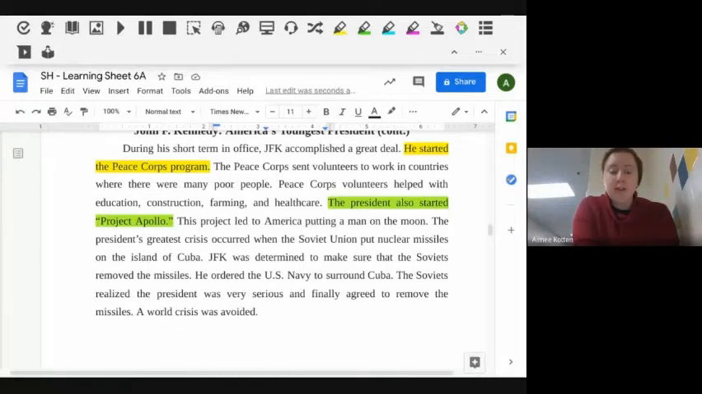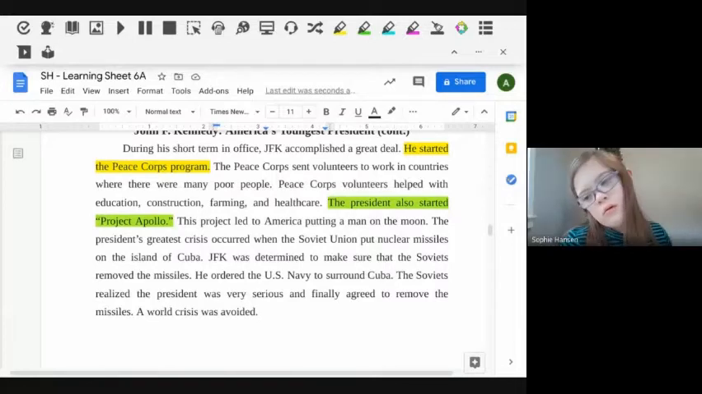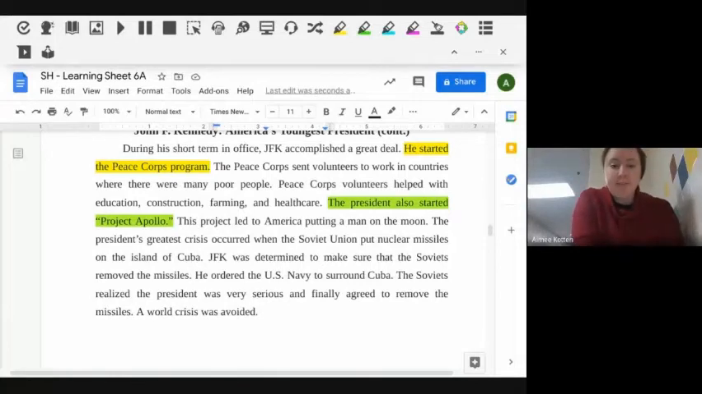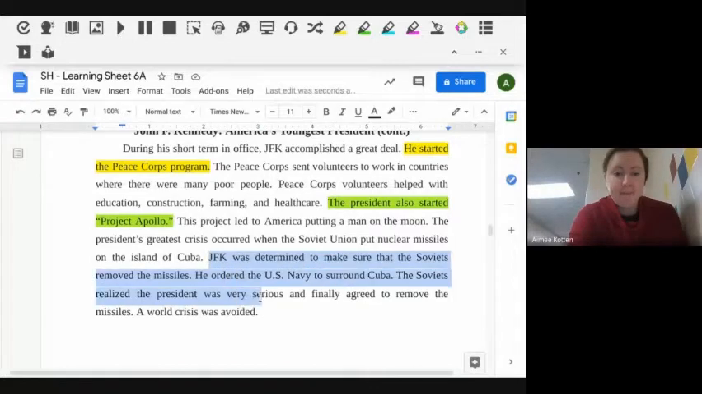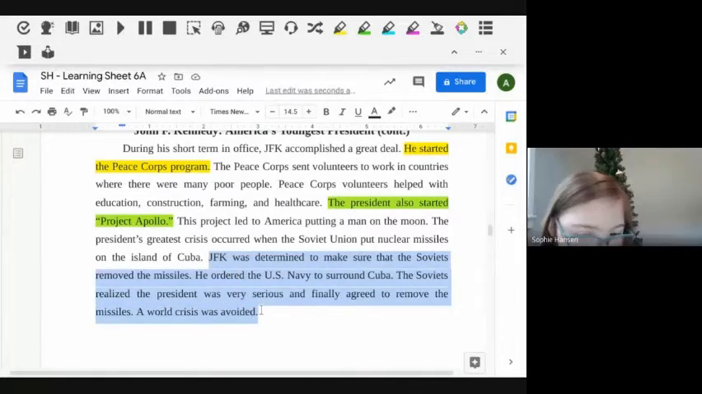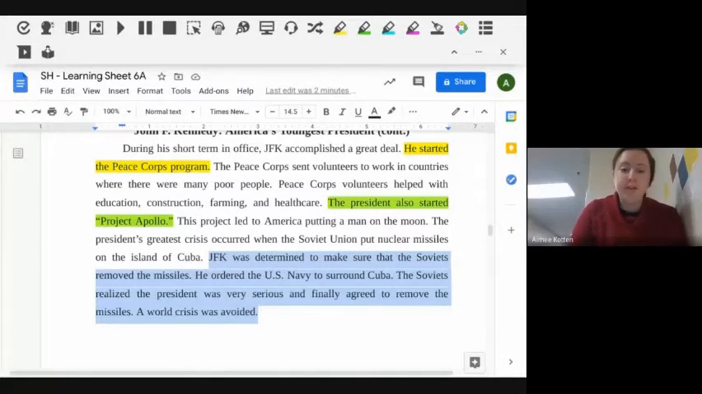How about the Soviet Union missiles? Yes. Yeah, so can you tell me a detail about that? What did JFK do? I don't really know. You don't know? Let's go back and read a little bit. I'm going to read these sentences at the end here, okay? Can you see it in the blue? Yep. Okay, so JFK was determined to make sure that the Soviets removed the missiles. He ordered the U.S. Navy to surround Cuba. The Soviets realized that the president was very serious and finally agreed to remove the missiles. A world crisis was avoided.